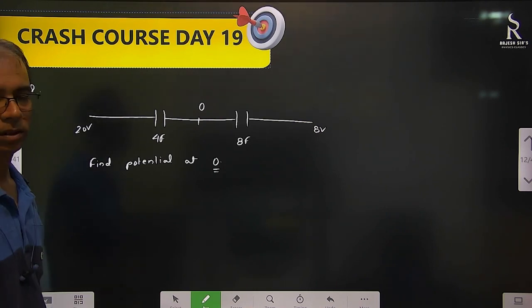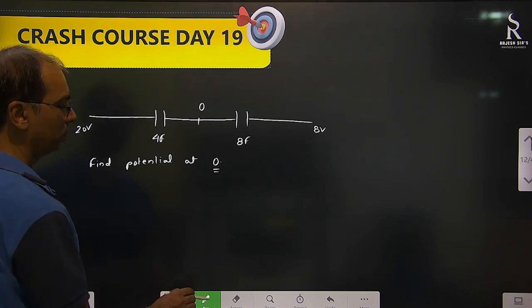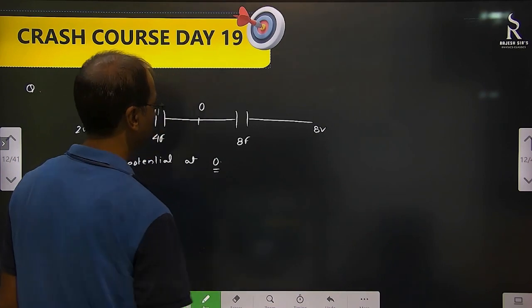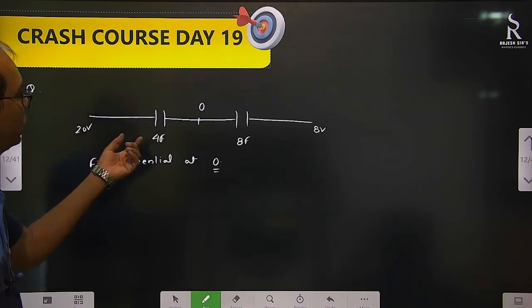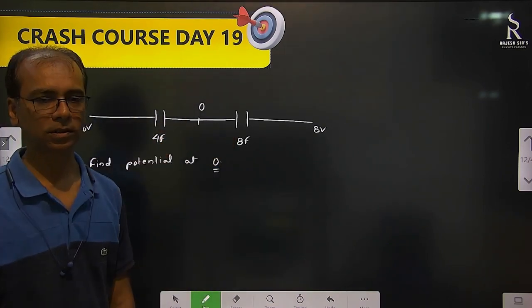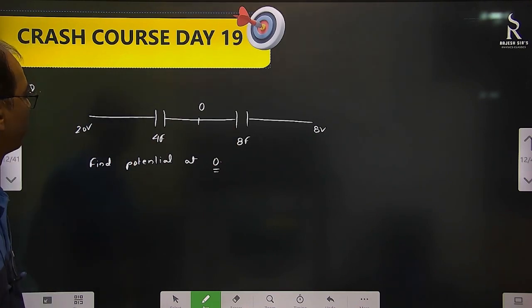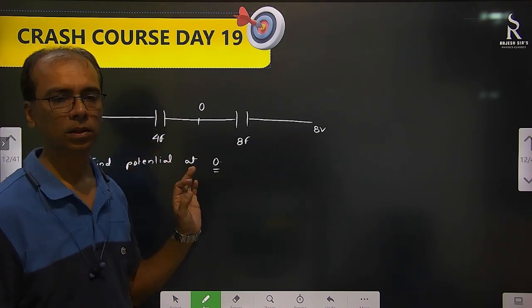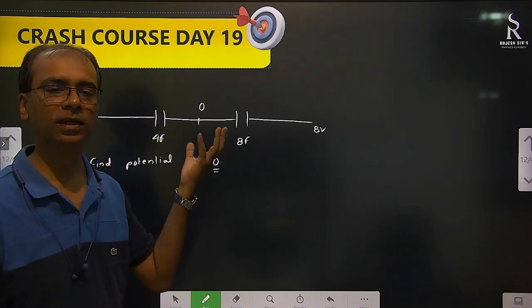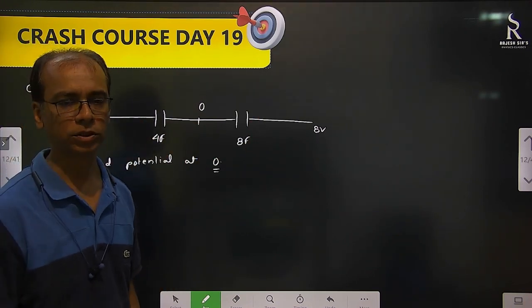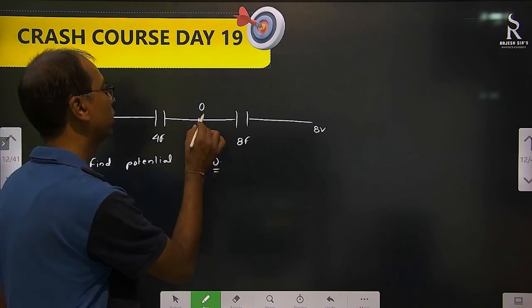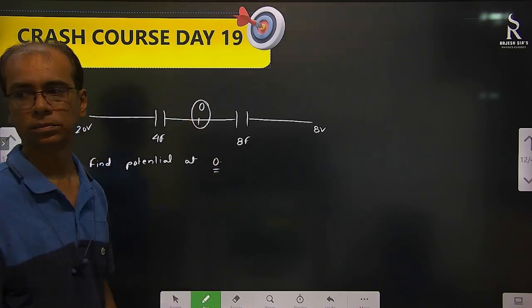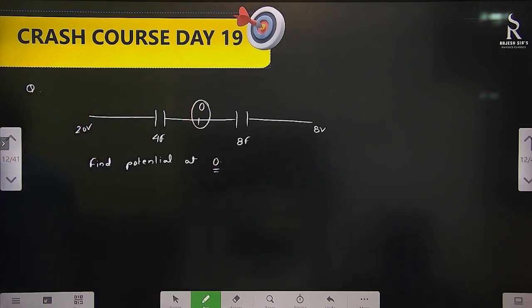Now there is a question. What question is asking us? Question is asking, there are two capacitors. We can see they are connected in series. Right. Find potential at home. Here is 20 volt, here is 8 volt. So potential difference is 12. You can say that there is a battery of 12 volt. Your wish. And you want to find out how much is potential.